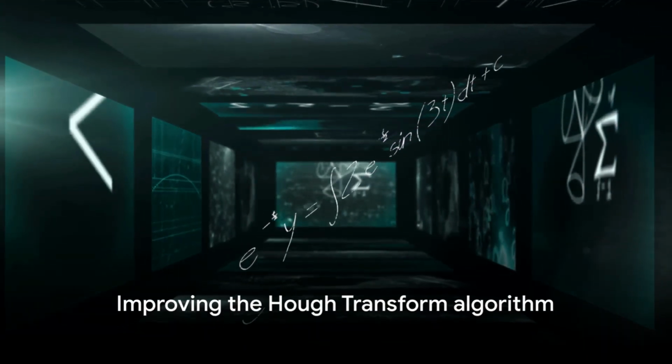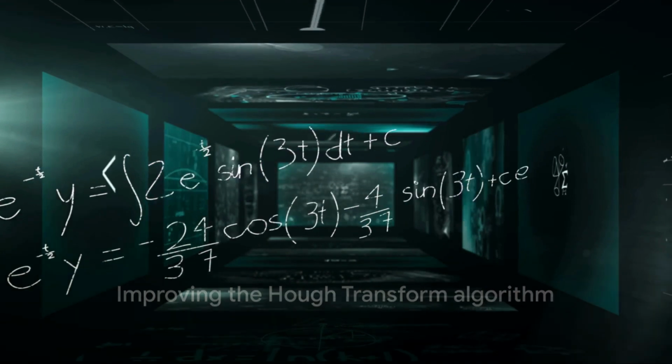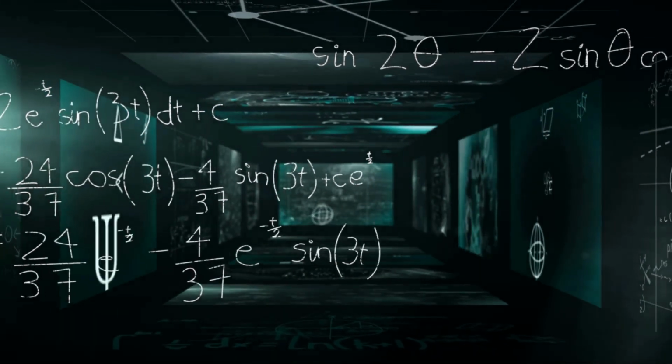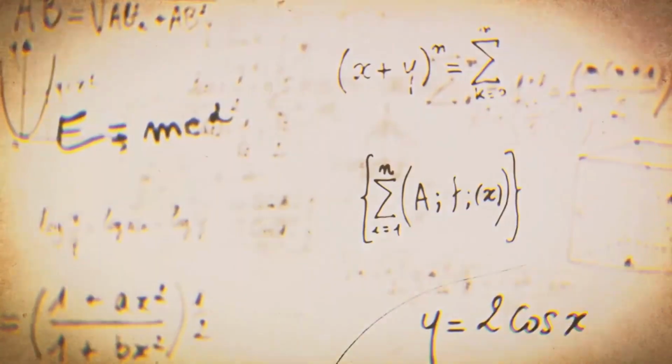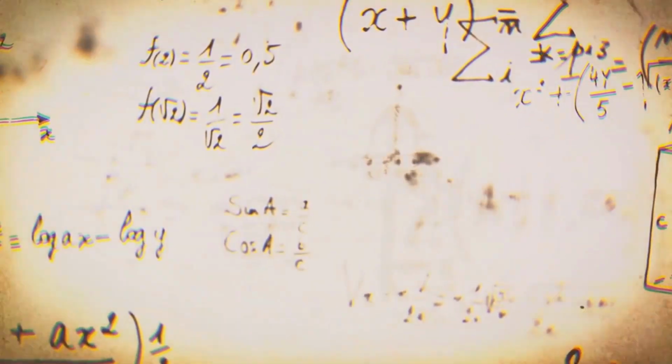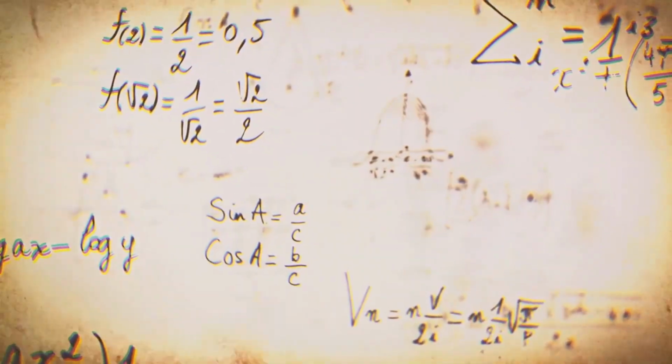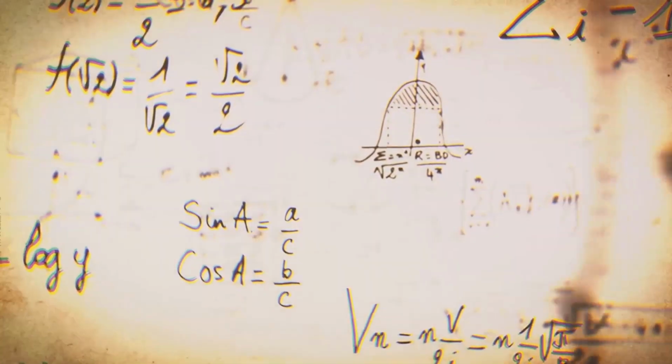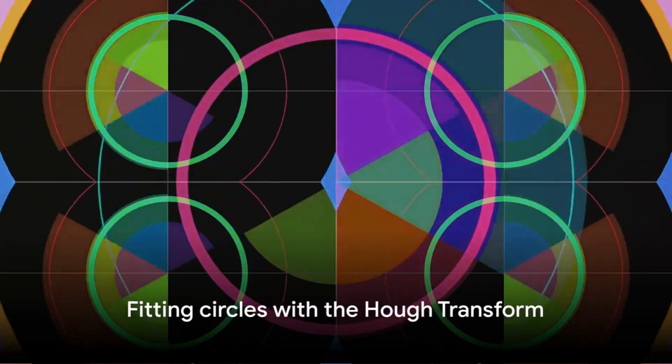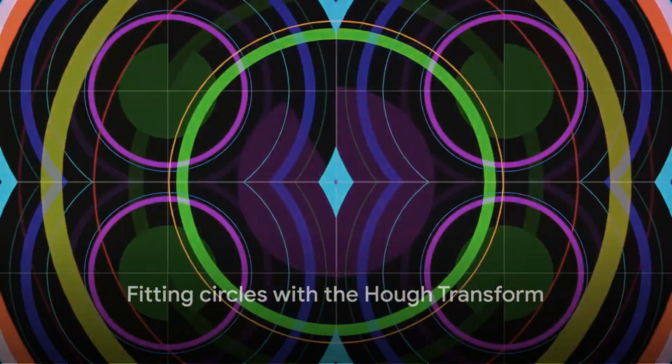Improving the Hough transform algorithm involves discretizing certain values, incrementing counters, and finding local maxima. However, the process is not without its challenges. Determining the size of the cells and the number of lines can be difficult. The Hough transform can also fit circles. This involves quantizing the parameter space, iterating over every edge pixel for every radius value, and finding local maxima in the Hough space.